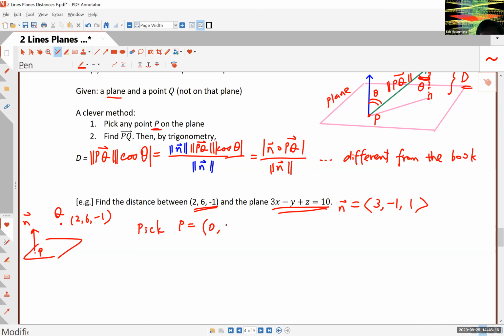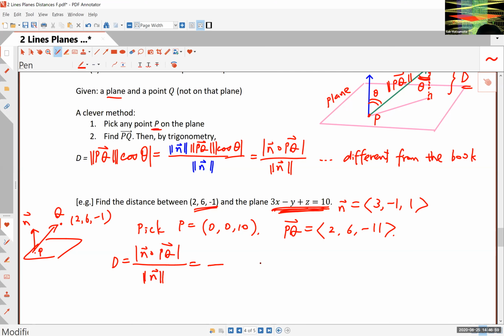I think we can all see 0, 0, 10 is on this plane because this satisfies the equation. If x is 0, y is 0, z is 10, then this expression is equal to 10. P is definitely a point on the plane. All right, so PQ is this vector. Now you do a subtraction, so that's 2, 6, and negative 1 minus 10 is negative 11. Okay, so that's my PQ. Now the distance D, remember, is the absolute value of n dot PQ, in case it's negative, divided by the norm of n.